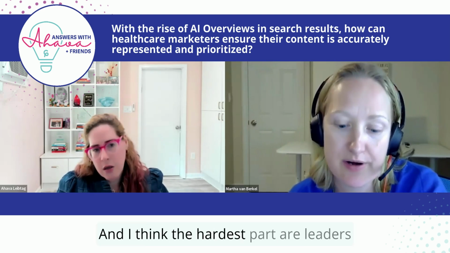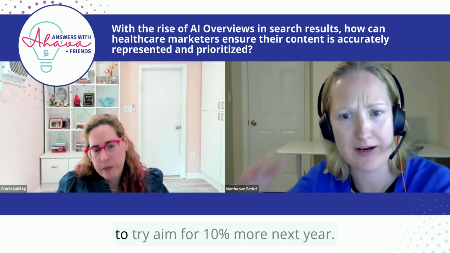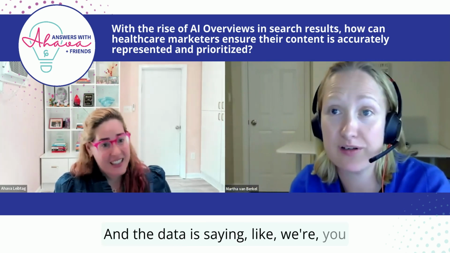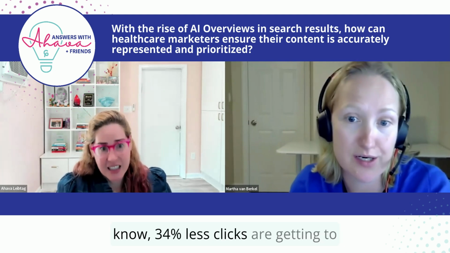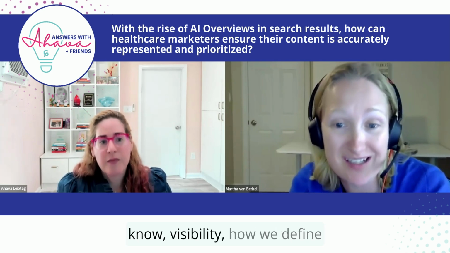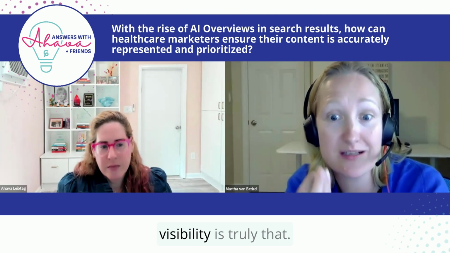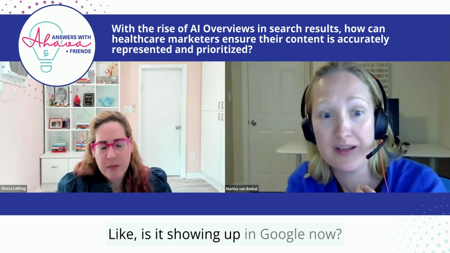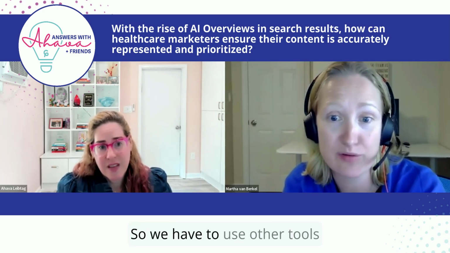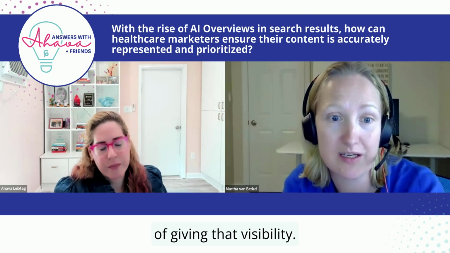And I think the hardest part are leaders who say, well, of course we're going to aim for 10% more next year, right? And the data is saying there are 34% fewer clicks getting to websites. So the numbers are changing. How we define visibility is truly, is it showing up in Google? Now, Google's great. They're not even giving us a measurement for AIO. So we have to use other tools that are scraping and giving us that visibility.